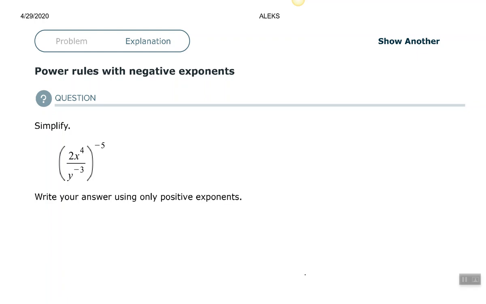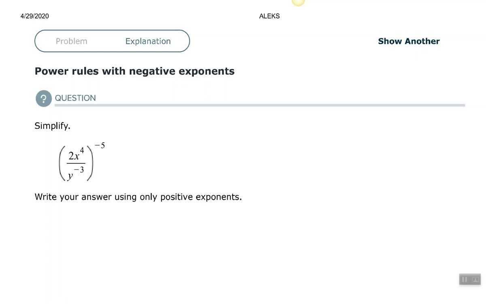to the negative fifth. So the first thing I'm going to do is to simplify the inside as much as possible. And I want to, if I have like variables, I want to get those combined. Either using the quotient or the power product rule. If I have negative exponents in there, I want to make them positive. I do that before I do anything on the outside.